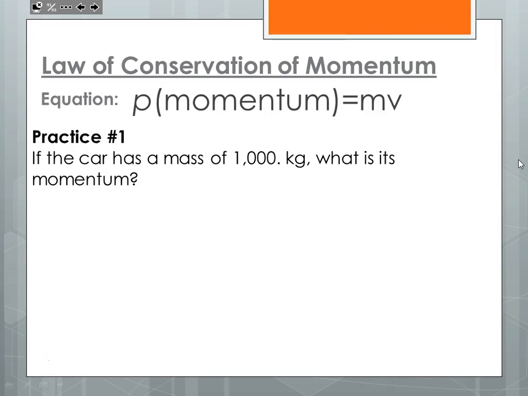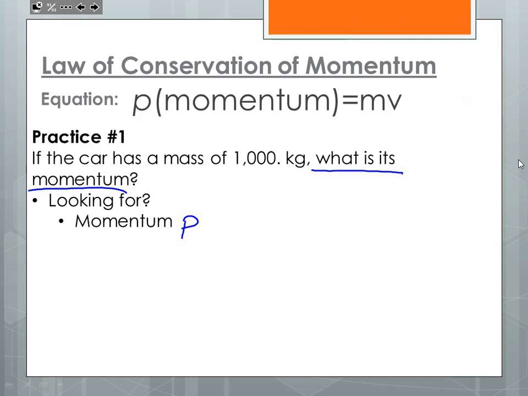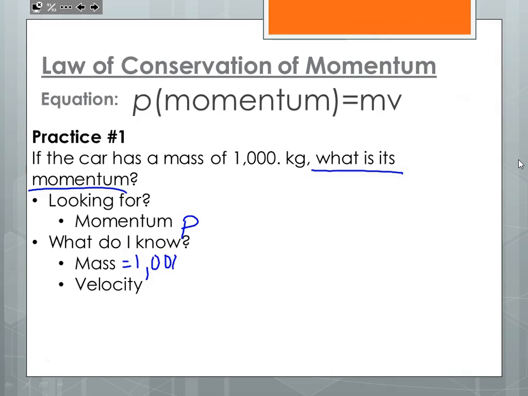So if the car has a mass of 1,000 kilograms, what is its momentum? So we ask ourselves, what are we looking for? It says, what is its momentum? So we're looking for P. We're going to use that same equation, P equals M times V. What do I know? I know that I'm given the mass. It equals 1,000 kilograms, and they're going the same speed, which the speed is the velocity, 35 meters per second.